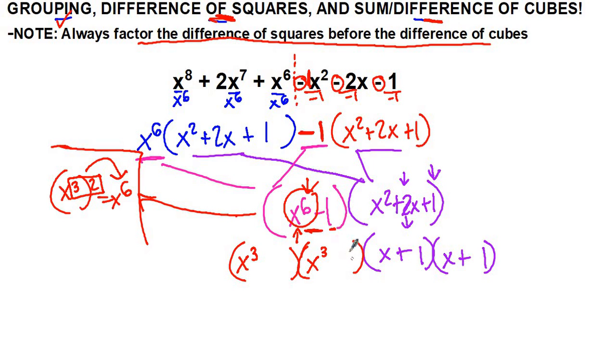And 1 is also a square. 1 is 1 times 1. And then to get the minus, like in a difference of squares, one of these has to be plus and one of them has to be minus. Alright, you might say, well, are we done? Are we done yet? No, or actually we still have to keep going.